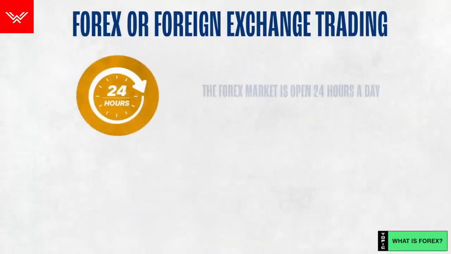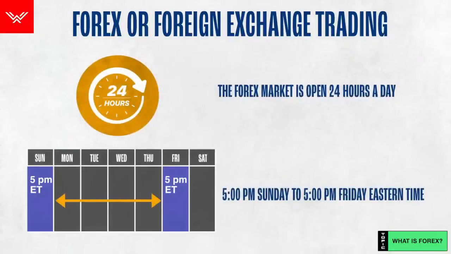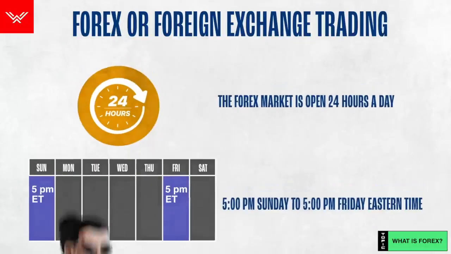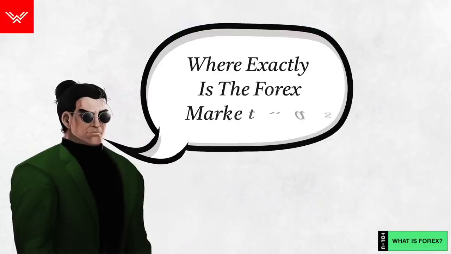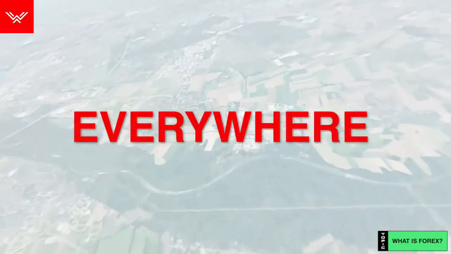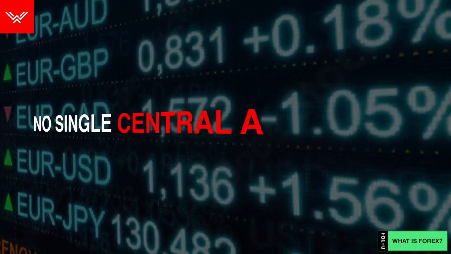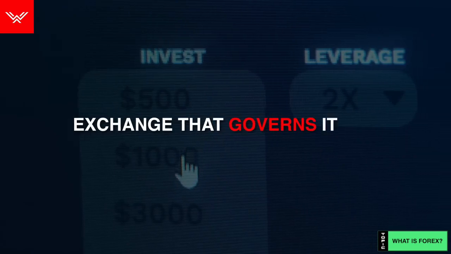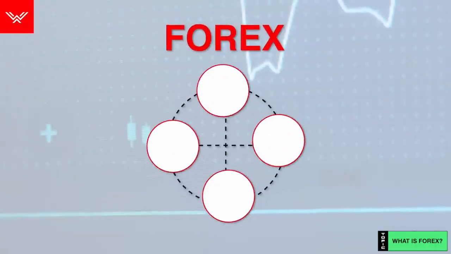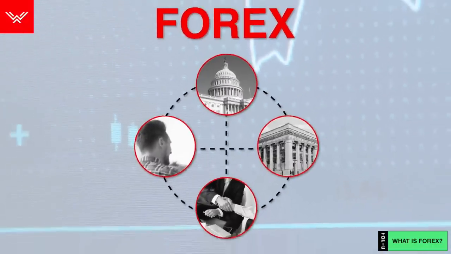Unlike the stock market, the Forex market is open 24 hours a day, from 5 p.m. Sunday to 5 p.m. Friday, Eastern Time. So you might be wondering, where exactly is the Forex market based? Well, it's actually everywhere. Forex is a decentralized market with no single central authority or exchange that governs it all. Instead, it is made up of a network of banks, brokers, dealers, and even governments who trade currency with each other.